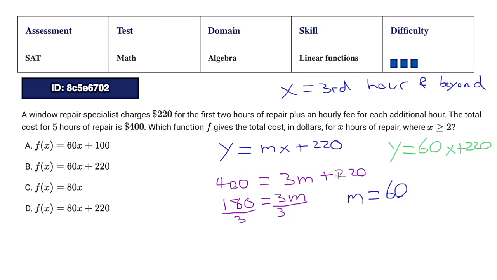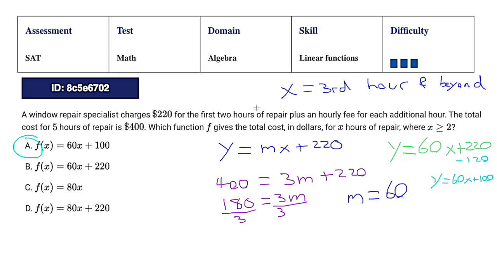And then our equation becomes y equals 60x plus 220. But we've got to be careful, because remember, we said that our equation was based on the third hour and beyond, but it's saying just the cost for hours, and it's asking for when x is already greater than or equal to 2. So we need to get rid of those first 2 hours from our total. And if each hour is 60, then 2 hours would be 120. So if we subtract 120, we get y equals 60x plus 100, which is actually our answer.